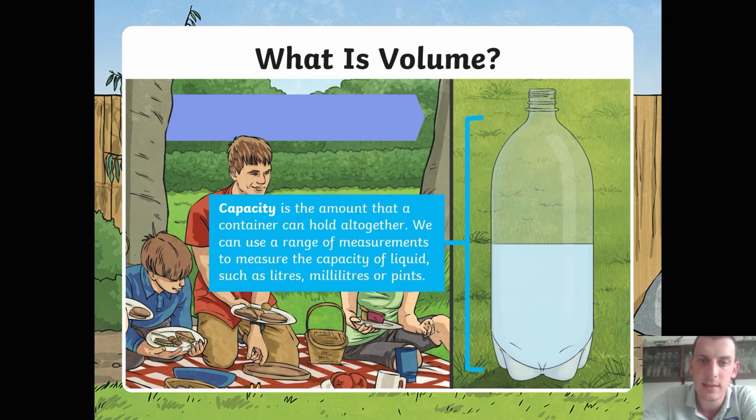Okay, now capacity is the amount that a container can hold. So if you think about this, the capacity of this bottle is how much liquid can fit inside here. That is the capacity. So the capacity is from here all the way to here.